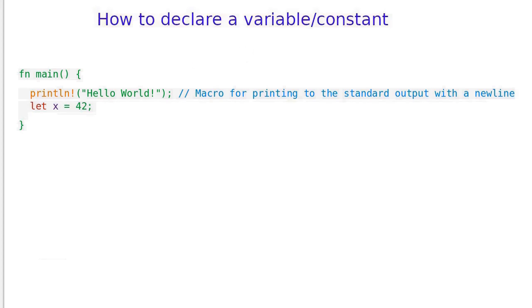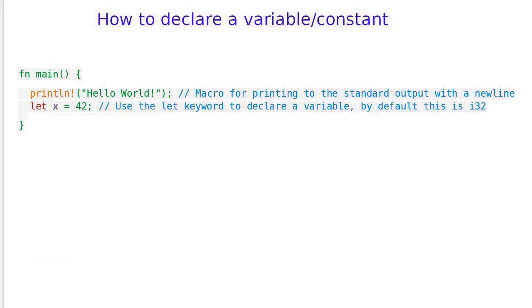We use the keyword let to declare a variable. Here x is an integer. There are many types of integer. By default, x is i32. Here we show two ways of printing the x variable to the standard output, with a new line.